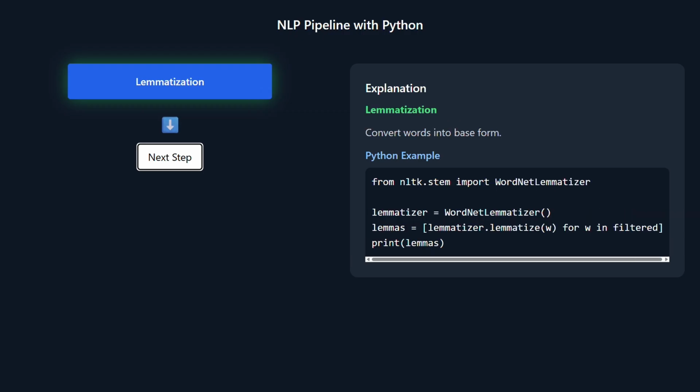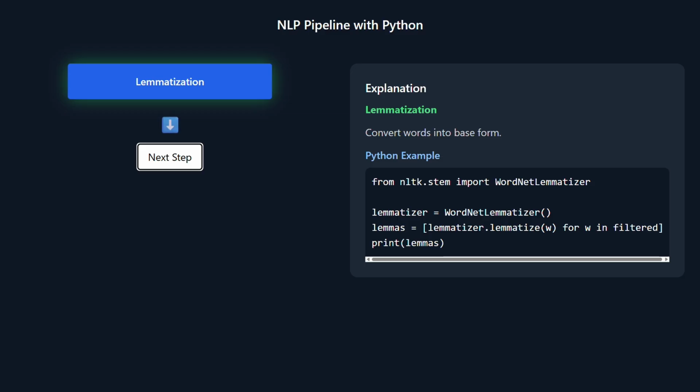Now, the fourth stage is stemming and lemmatization. Now let's imagine these words like play, playing, played, player. All these words are related to the same root idea. Similarly, run, running, runs, ran. Humans easily understand these are connected, but computers may treat them as different words.